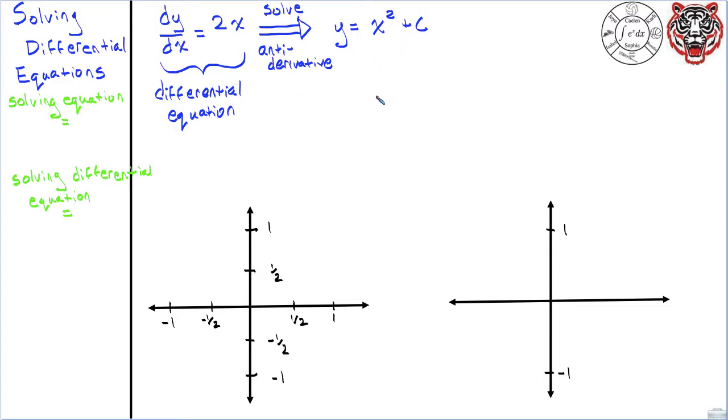Before I actually get what it looks like, I should note here, this has a special name. This is called the general solution. So let me write that out. So this is the general solution. And if we were being exact, we would say the general solution of the differential equation. But what does it look like?